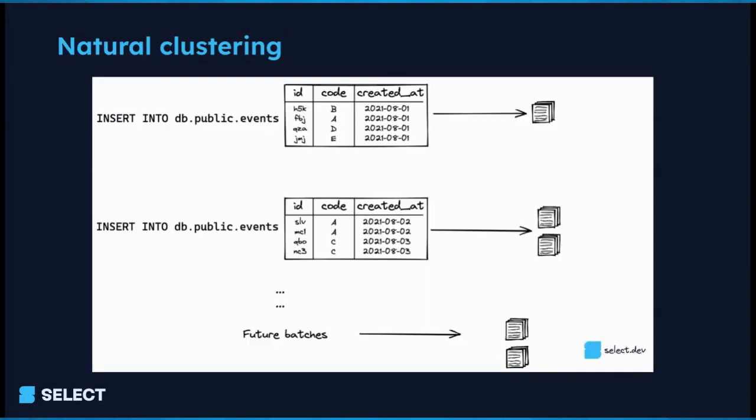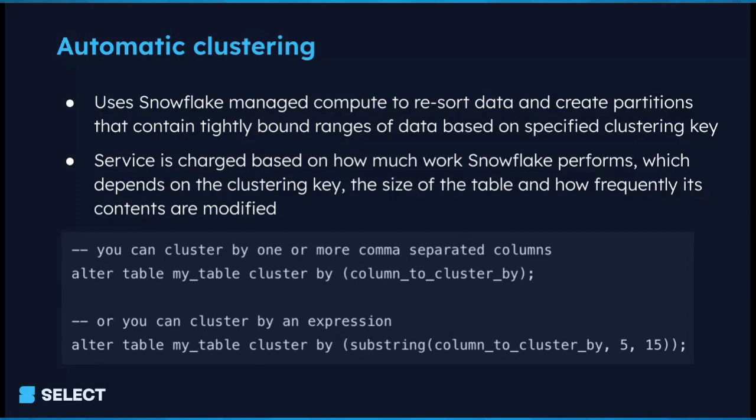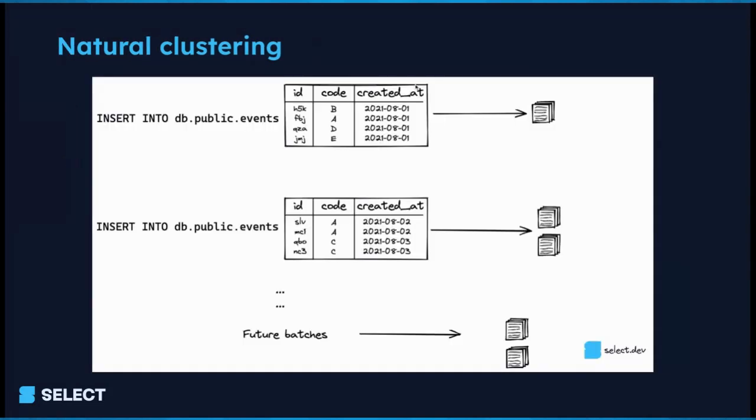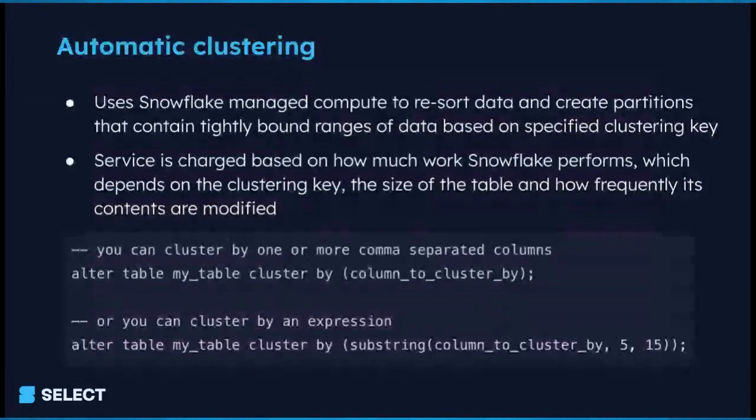You don't always get that though, right? You may have some process where your data is inserted by created at, based on the date the record's created, but there's some other column that you typically query on that you want to be able to prune on. So that's where automatic clustering comes in.